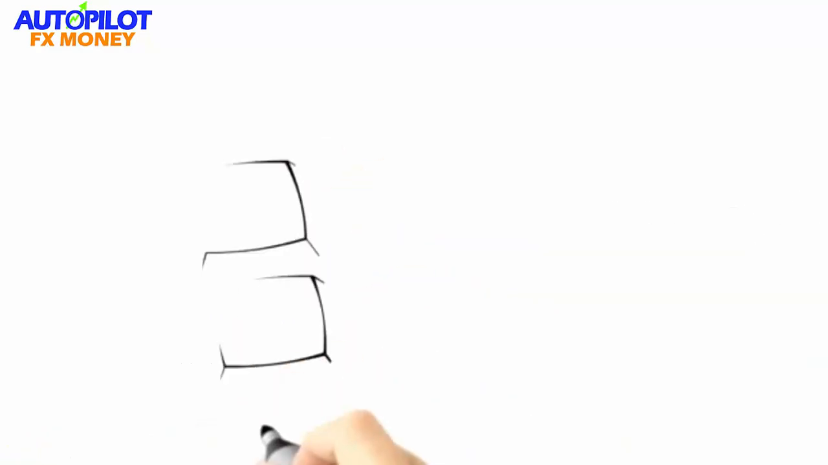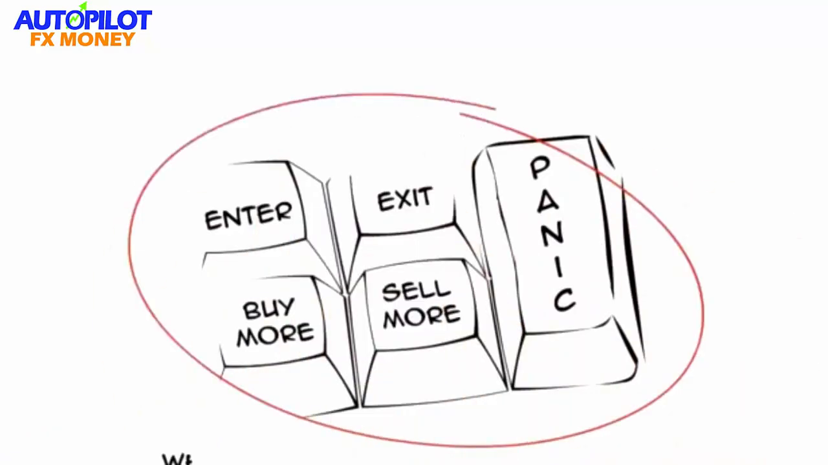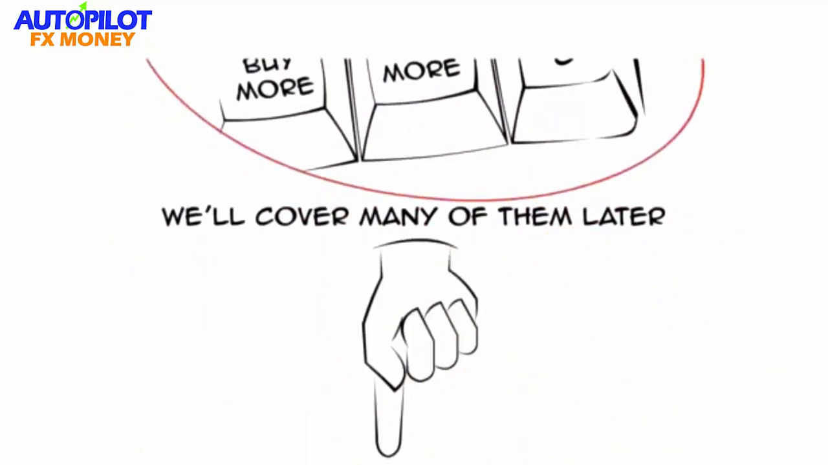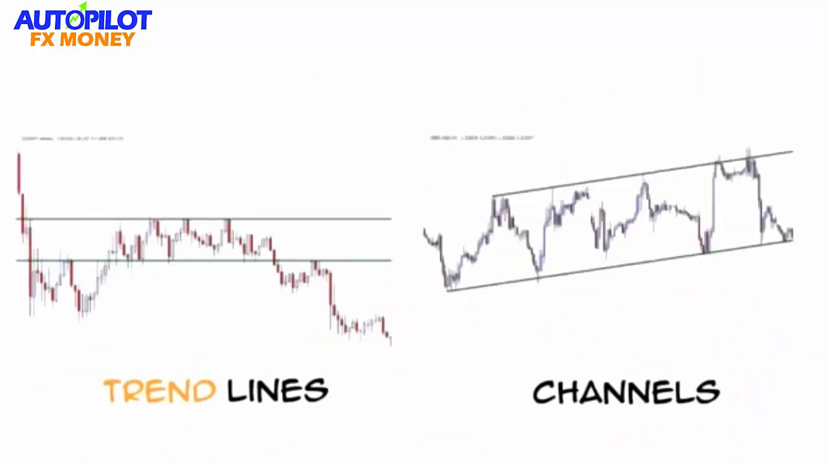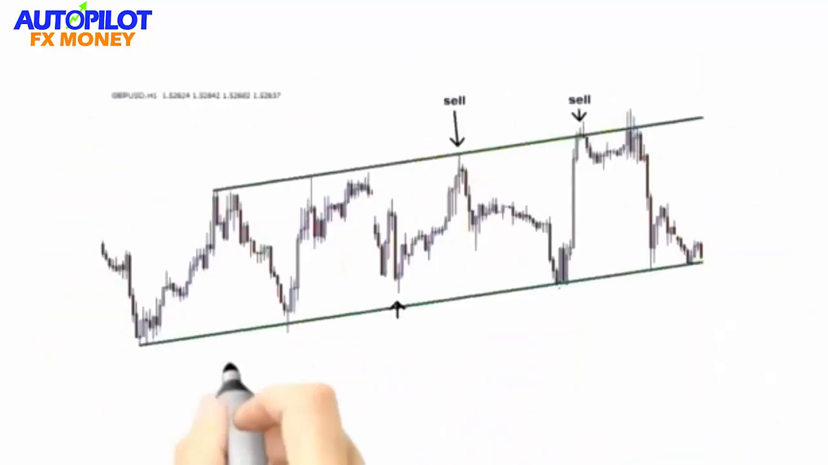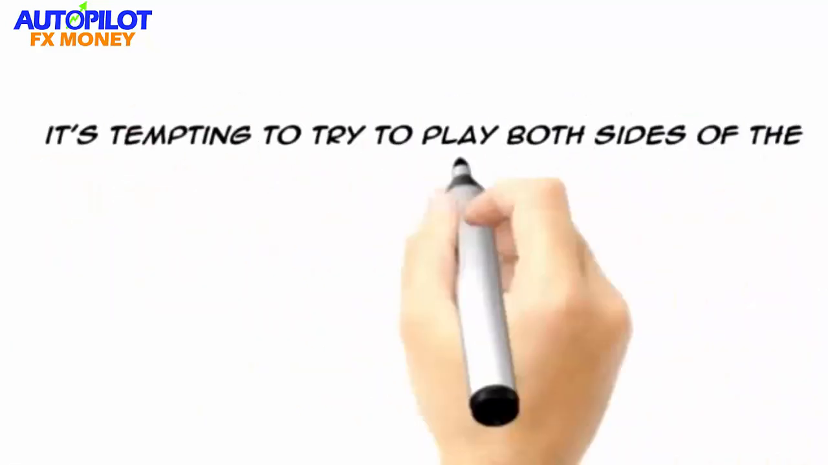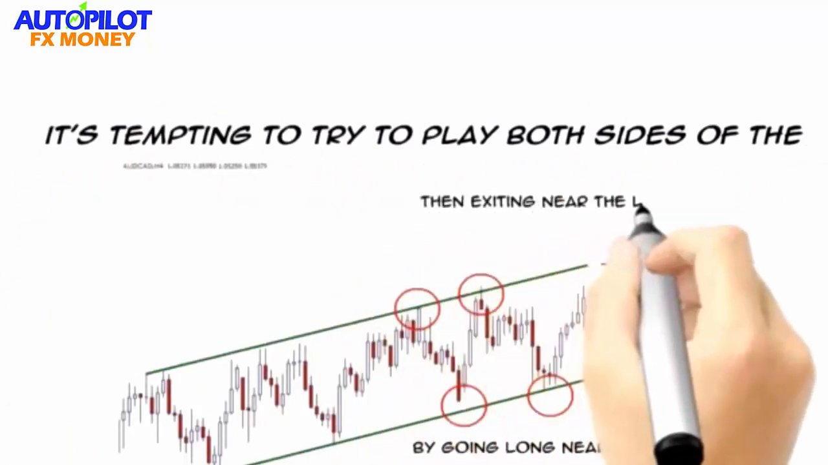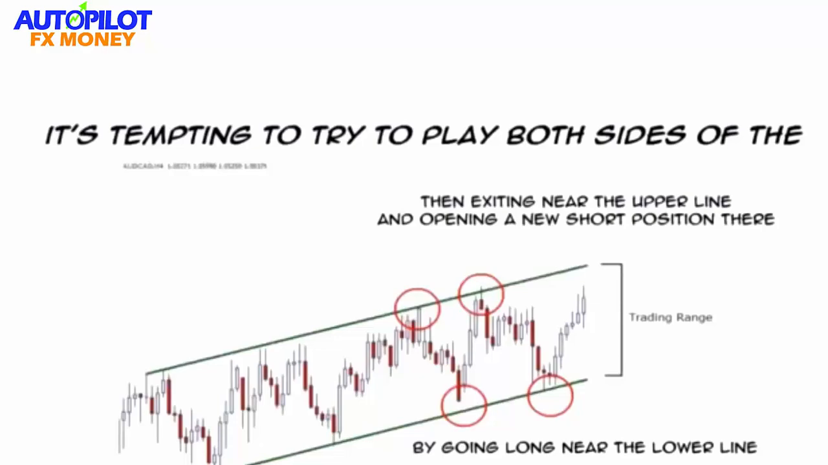Of course, there's a lot more to know about entering and exiting positions than that, and we'll cover many of them later. Here's one detail that's worth covering right now. Beware of using channel lines to trade against the trend. When you use the upper and lower channel lines as entry and exit points, it's tempting to try to play both sides of the trading range by going long near the lower line, then exiting near the upper line and opening a new short position there, with the goal of closing that position when price returns to the lower line.